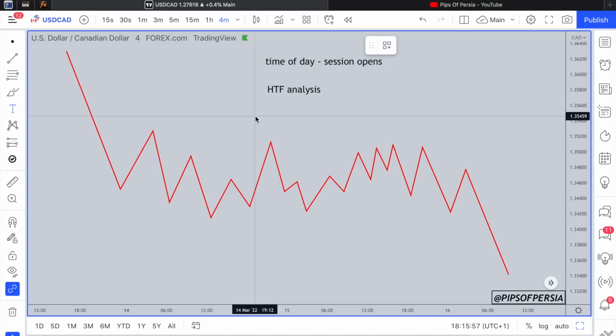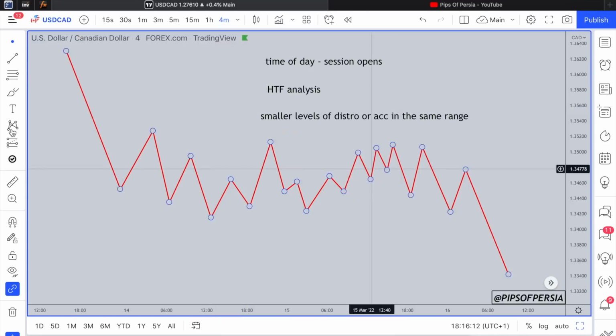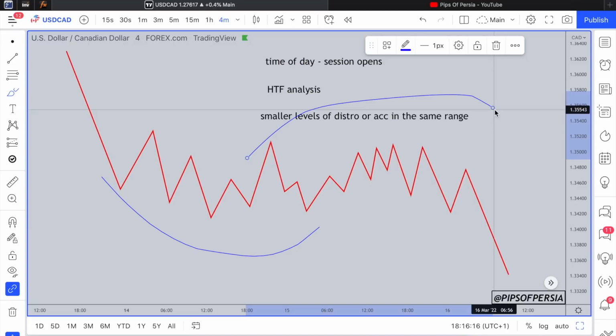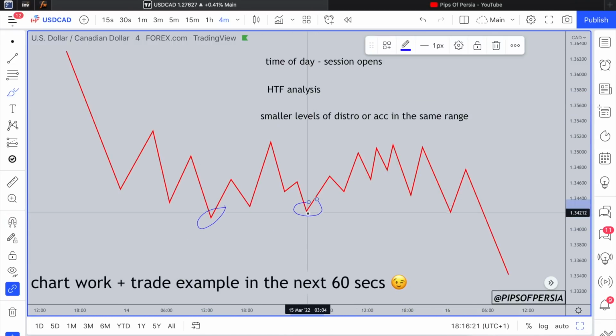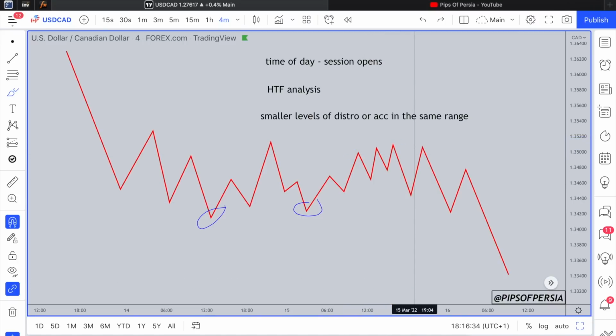Another factor that helps a lot with knowing your direction in a consolidating market is smaller levels of distribution or accumulation in the same range. Because at the end of the day, the markets are fractal. So if you are seeing a whole distribution or redistribution play out, there are going to be many smaller accumulations to sponsor the price higher within the same range, and many smaller distributions to sponsor the price lower in the same range. The relationship between these smaller levels of distribution or accumulation will oftentimes give you clarity on whether you should be buying it or selling it.